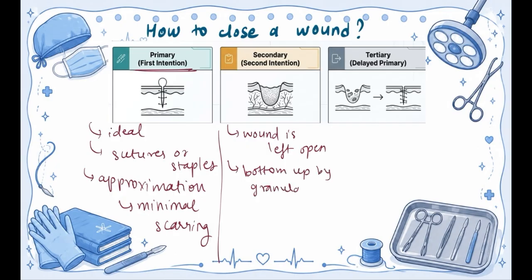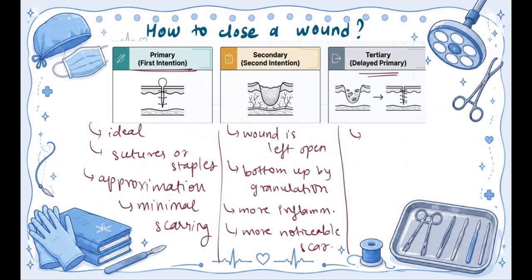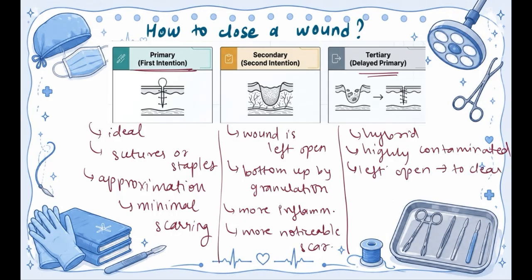Secondary intention is quite different. Here, the wound is purposefully left open. It heals slowly from the bottom up through granulation. Because of this, it causes more inflammation and a much more noticeable scar. Finally, tertiary intention is a careful hybrid of the 2. A highly contaminated wound is left open first. This allows time to clear any infection. Then, several days later, it is surgically closed.